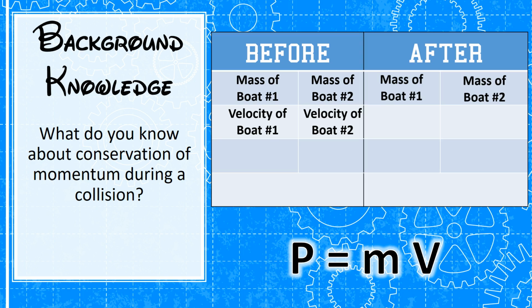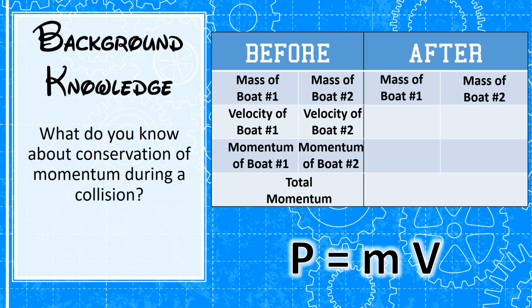This simple formula requires two variables, mass and velocity. I know the mass and velocity for both boats. Mass times velocity of boat 1 gives me the momentum of boat 1. Mass times velocity of boat 2 gives me the momentum of boat 2. If I add their momentums, I can get the total momentum. The total momentum is what connects you from before to after. The law of conservation of momentum states that the total momentum before a collision equals the total momentum after a collision.